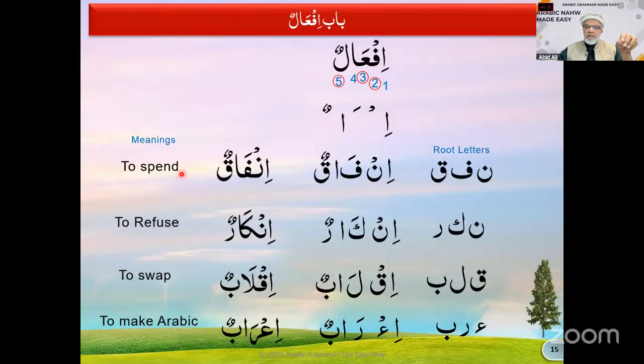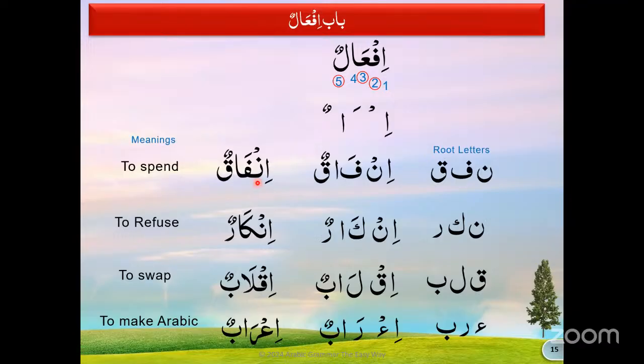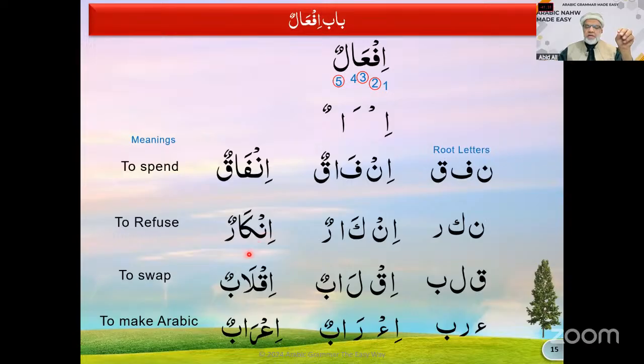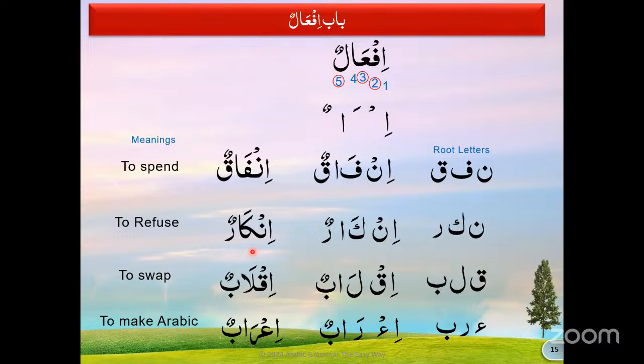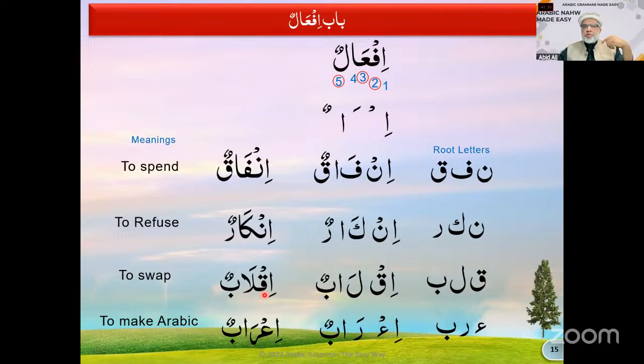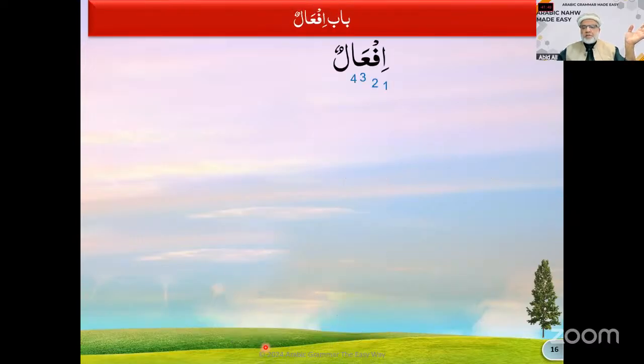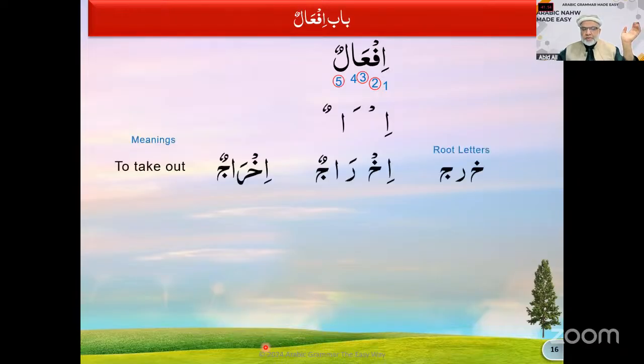Yes, brother. Okay. Now, the concept of transitivity or causation. When you're spending, when you're doing infaq, are you doing the charity on yourself or to somebody else? Somebody else. When you are refusing or rejecting, when you're doing inkar, are you doing it to somebody else? Yes. Same thing, iqlab, when you're swapping something else. Arab, you're also doing the action on something else.